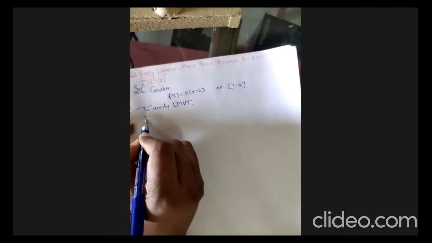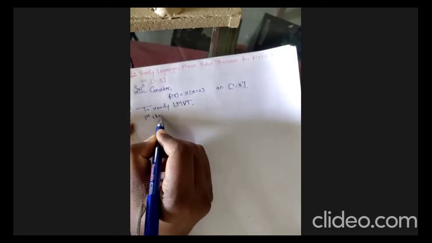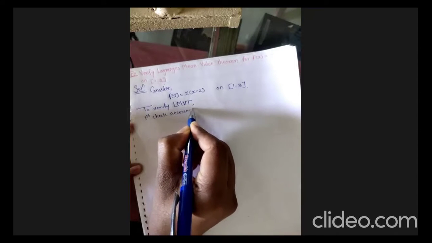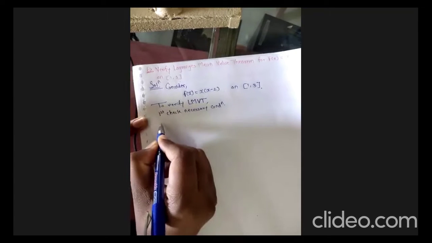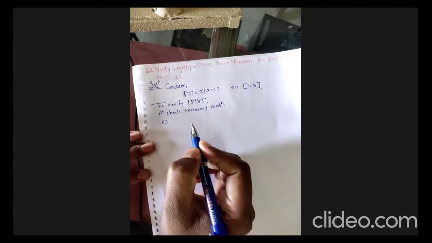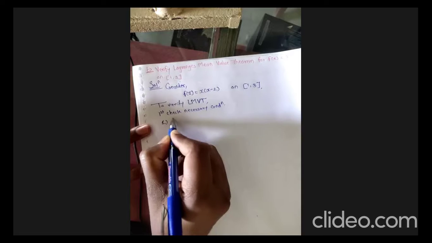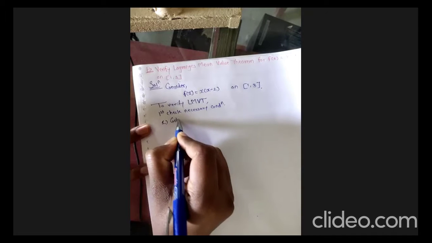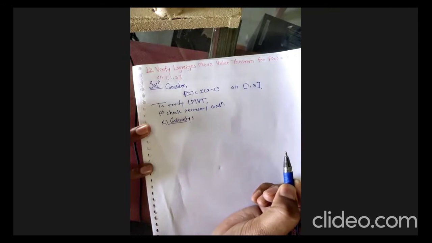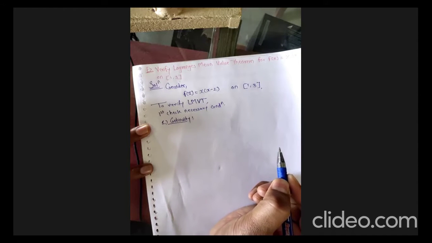First check the necessary conditions. The necessary conditions for Lagrange's mean value theorem to be applicable for the function: the first condition is continuity. The function must be continuous in the closed interval 1 comma 3.